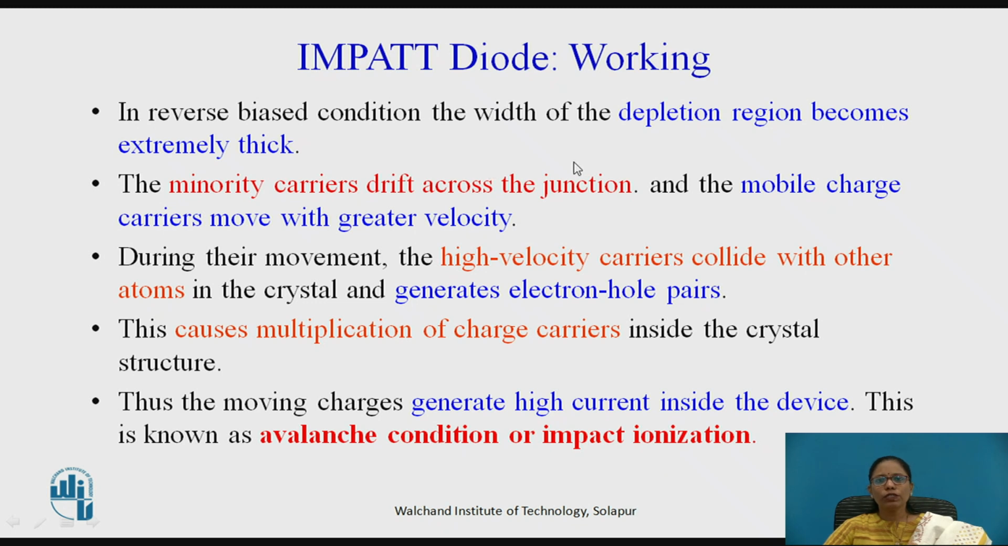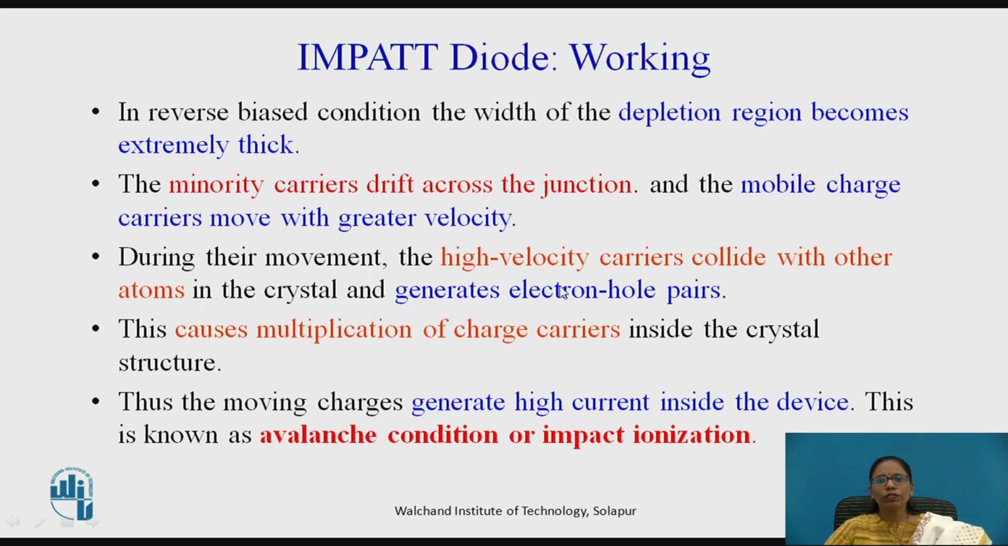In reverse bias condition, the width of the depletion region becomes extremely thick, as we know. In the reverse bias condition we are providing very high voltage, high reverse bias, so that a very thick depletion region will be formed. And when there is a reverse bias, the minority carriers start moving or drifting across the junction, and these charge carriers, when provided with a high voltage gradient, are generated in large numbers and move with a higher velocity.